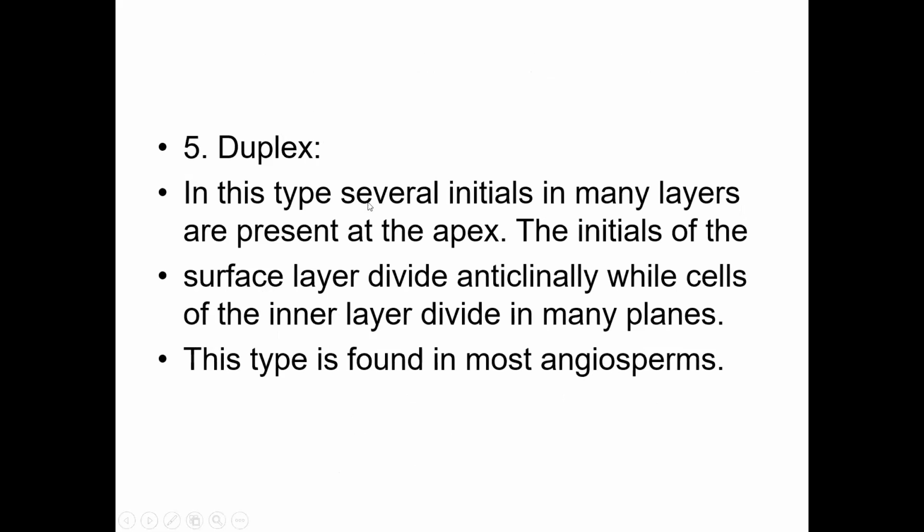Another type is the duplex type. In this type, several initials in many layers are present in the apex, and the initials of the surface layer divide anticlinally, while cells of the inner layer divide in many planes. This type is found in most angiosperms.